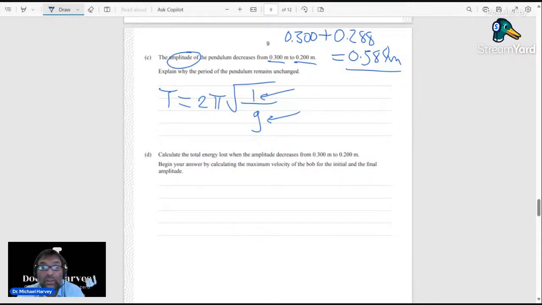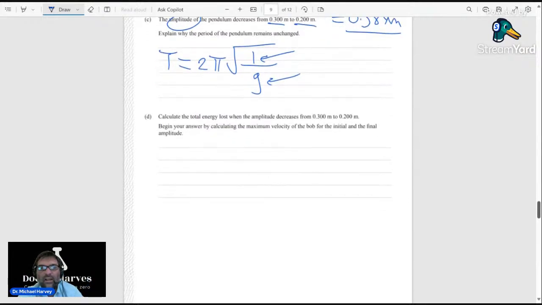There we go. So I always like using equations. It just makes things easier. That's what we have them for, to make things hopefully easier as physicists. Okay, so length stays the same, g stays the same, amplitude might change, but who cares? It's not in the equation.